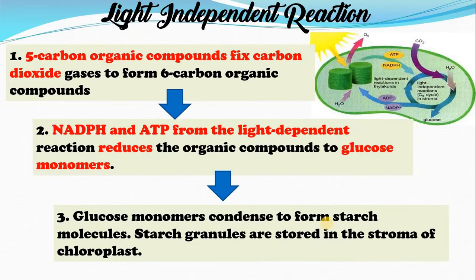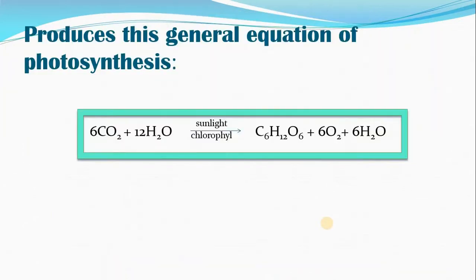So I repeat. First, the 5 carbon organic compound is fixed with carbon dioxide to form 6 carbon organic compound, and then the NADPH and ATP formed in the light dependent reaction reduce the organic compound to the glucose monomer. Then the glucose monomers condense to each other and form the starch, which is stored in the stroma of the chloroplast. I hope you can understand that, right?